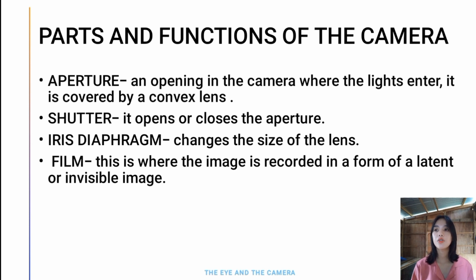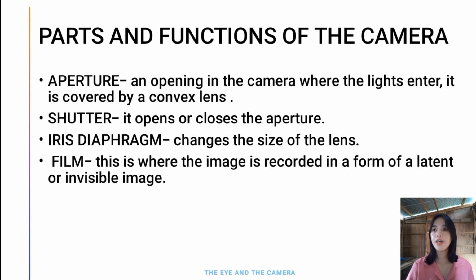A wider aperture creates a shallow depth of field, which can be used to isolate a subject and create a blurred background. A narrower aperture, on the other hand, increases the depth of field and keeps more of the scene in focus. That is the aperture.